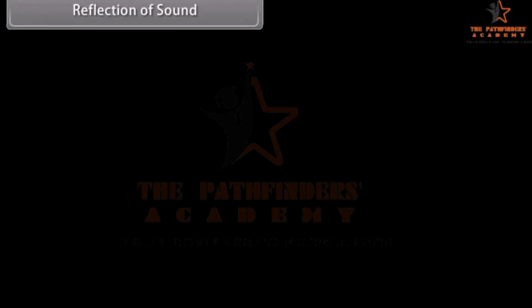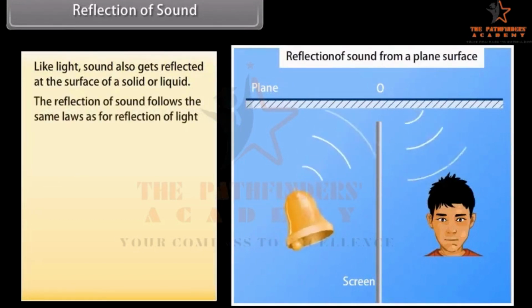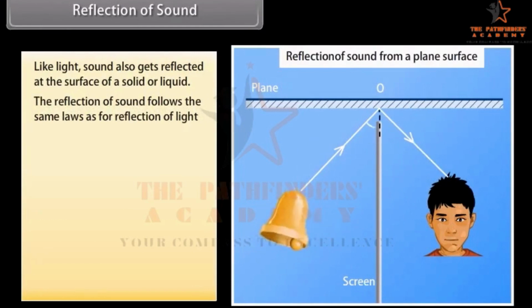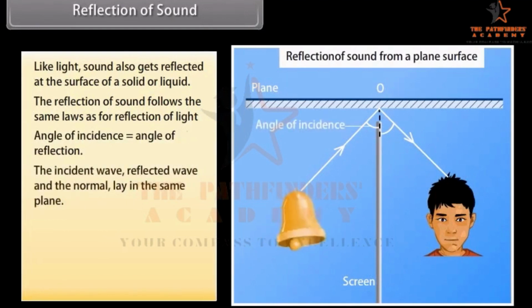Reflection of sound. Like light, sound also gets reflected at the surface of a solid or liquid. The reflection of sound follows the same laws as for reflection of light. Angle of incidence is equal to the angle of reflection. The incident wave, reflected wave and the normal lie in the same plane.